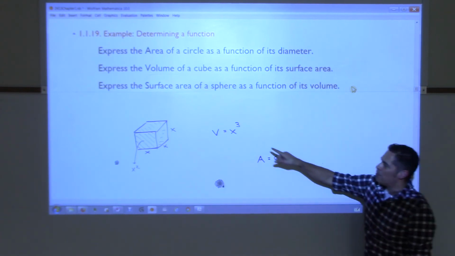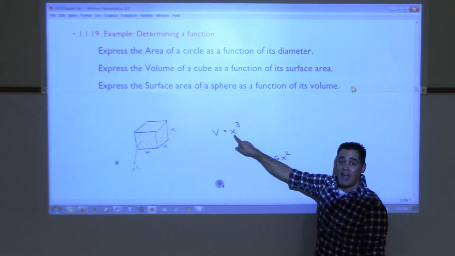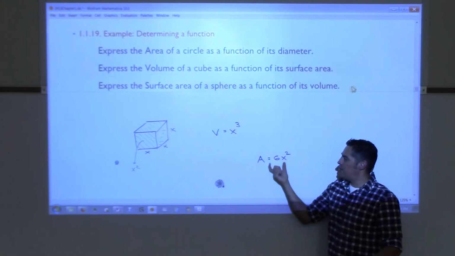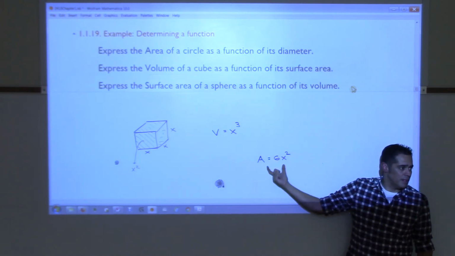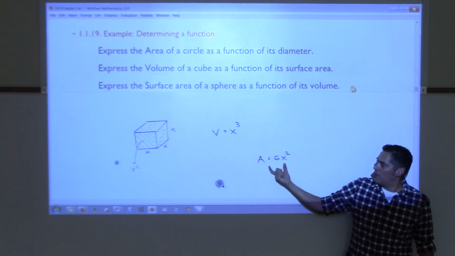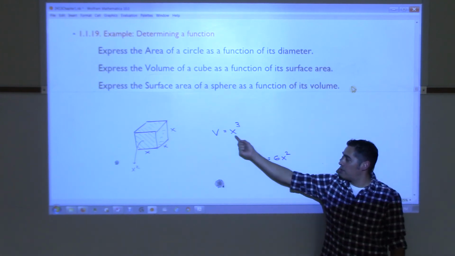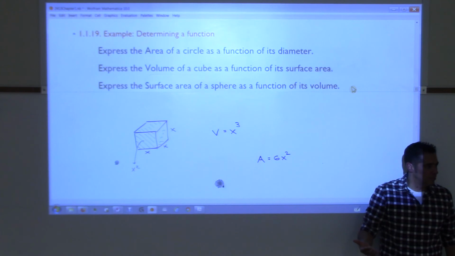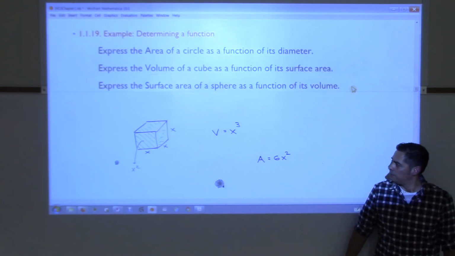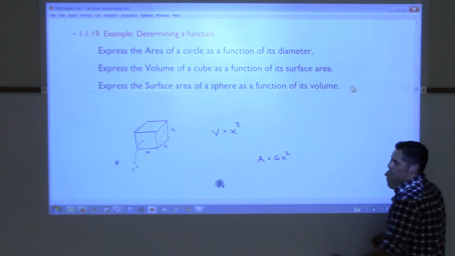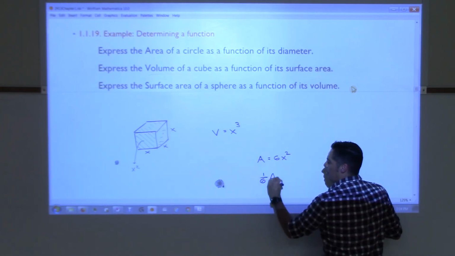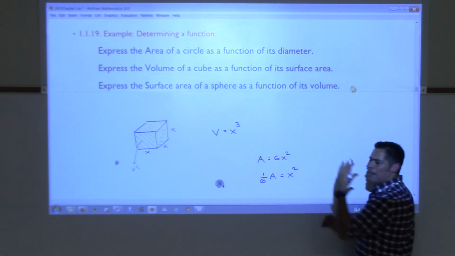Now, I need to rewrite this formula. I need to replace x with something that has surface area in it. This is the relationship between x and surface area. So what do I do with this? I want to have x, right? So why don't I take that and solve for x? How could you solve this for x? First step would be what? Divide both sides by 6. I'm going to do that instead. It's the same thing, right?